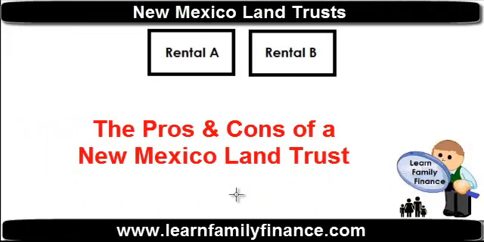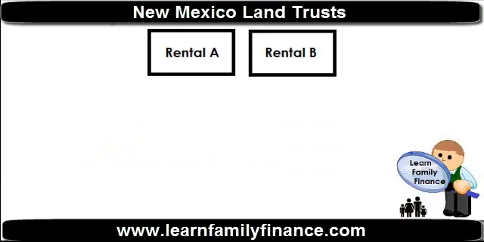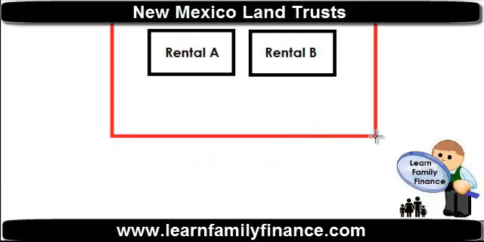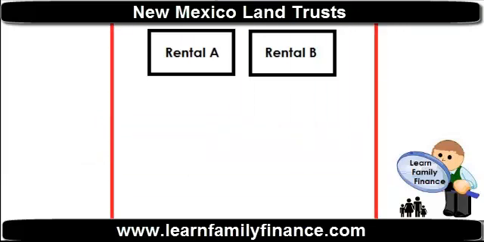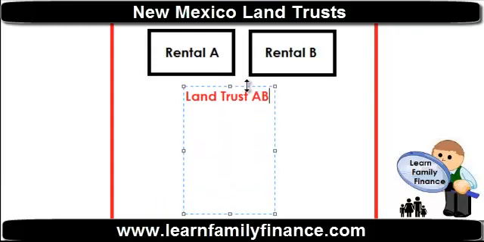So in a land trust, say for instance you have two rentals, rental A and rental B, and these are both inside of a land trust, right? And we'll just call that land trust, for simpler terms, land trust AB, okay? Or we could just call it trust AB, it doesn't matter, but for purposes of this, we'll call it land trust AB, okay?